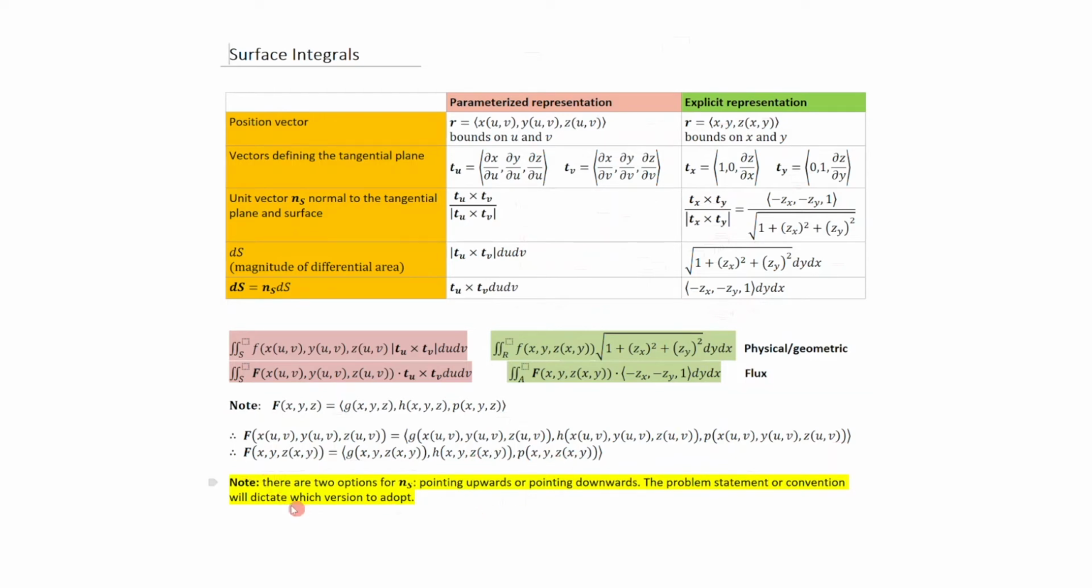Now, just to finish this slide, there are two options for n dS. That is pointing upwards or pointing downwards. The problem statement or a convention will dictate which version to adopt. So, for instance, when we dealt with the divergence theorem, it was clear that the surface area vector would have to be pointing outwards from a closed surface.